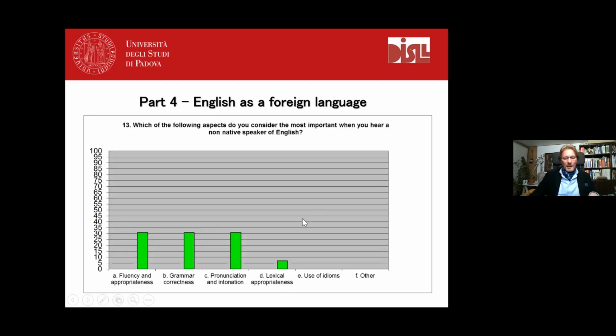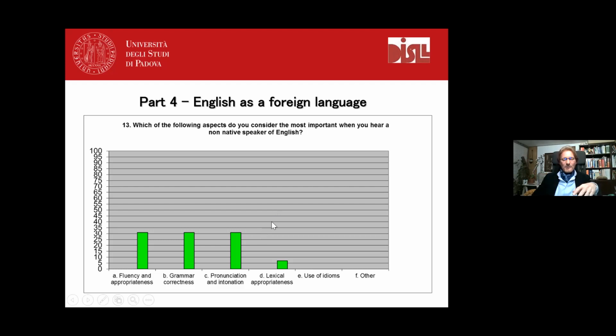Here are the results. As you can see, I'm starting from question number 13 of the questionnaire because the previous 12 questions were in the other 3 parts that made it up. So which of the following aspects do you consider the most important when you hear a non-native speaker of English? As you can see, there was a certain balance between fluency and appropriateness, grammar correctness, pronunciation and intonation, and lexical appropriateness and use of idioms were instead definitely less important.